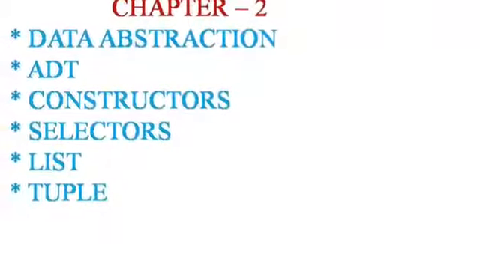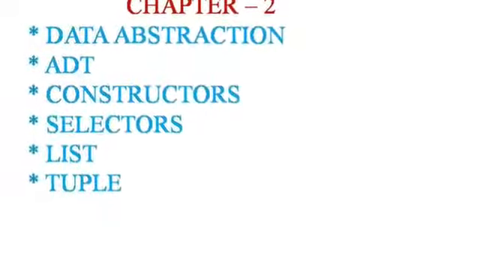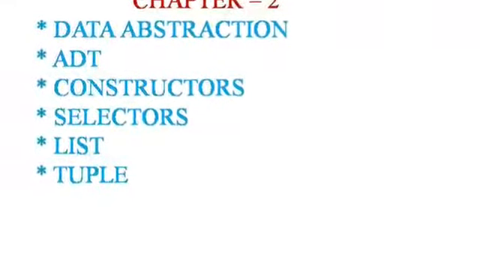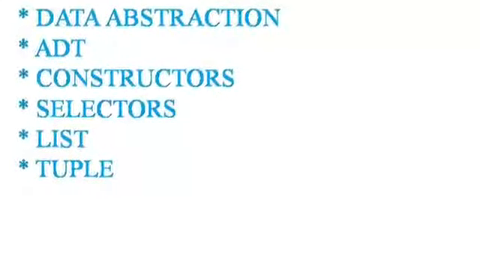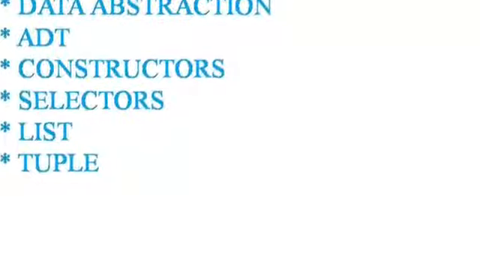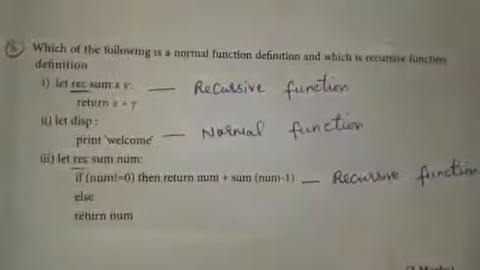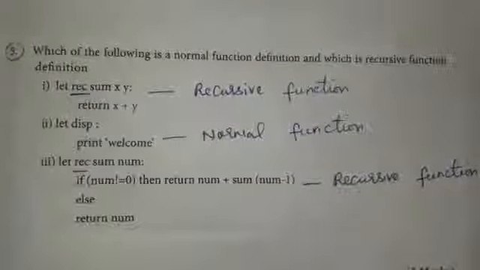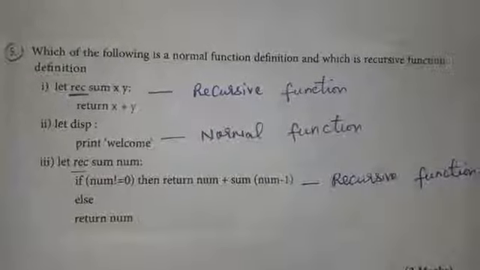We have an abstract data type using rational numbers. I think this topic is clear. Now we'll go to the exercises: fill in the blanks, question answers. Then we have some programs. We will see those programs now.